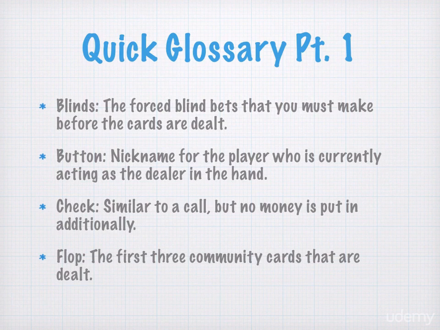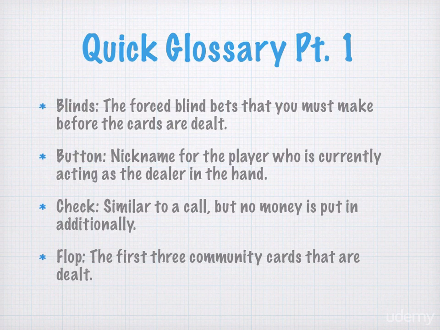Blinds. So the forced blinds. Blinds are known as the forced bets that you must make before the cards are dealt. You have a small blind and a big blind. The small blind is usually the rake taken by the casino or the poker site, whatever the case is, and then the big blind is usually the minimum amount that the other players have to call in order to see the flop, but you're forced to put this money out before you get to see your hands.